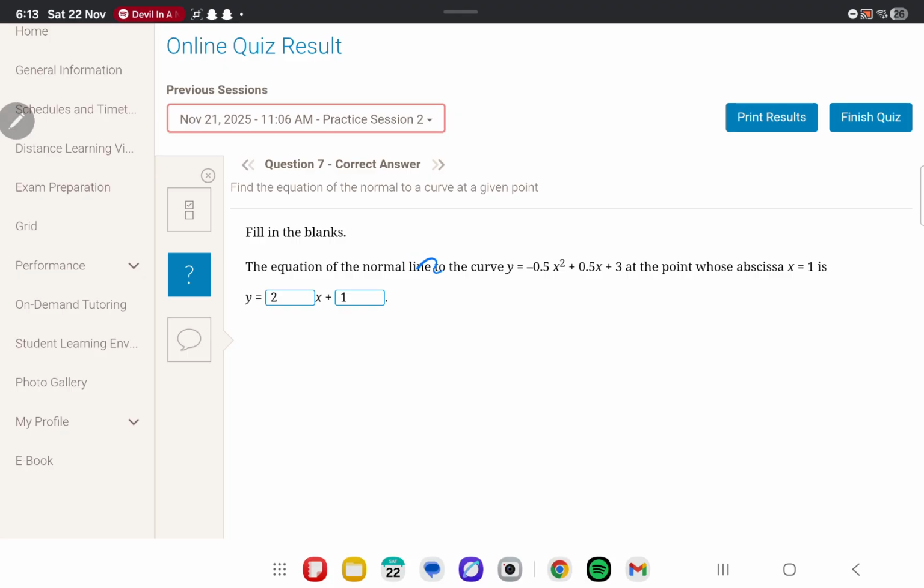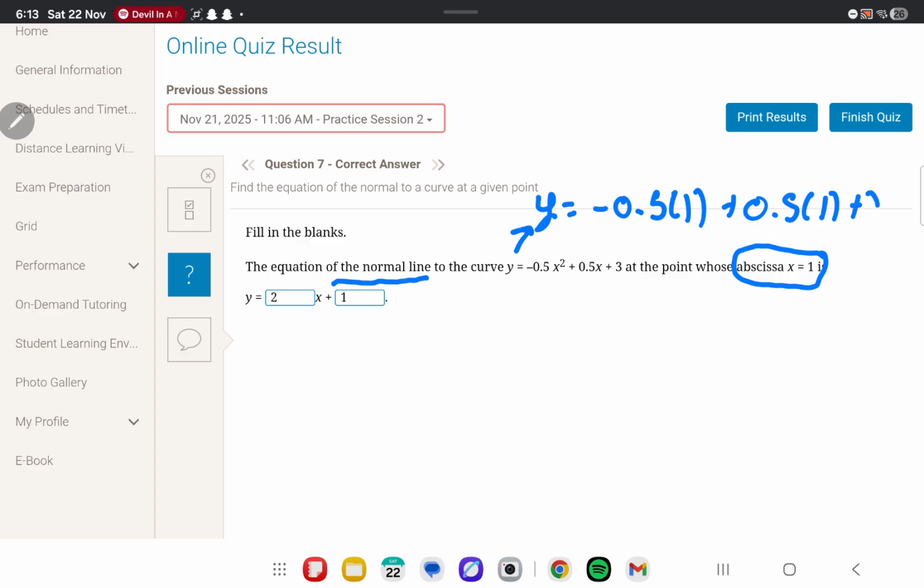So the equation of the normal line, okay? How do you find the equation of the normal line? First of all, they told you that the abscissa of this point is x equals 1. I don't really need anything else. I do need the y actually. Let me plug it in. So y is equal to negative 0.5 into 1 squared, which is just 1, plus 0.5 into 1 plus 3. So y is equal to negative 0.5 plus 0.5 plus 3, just 3.